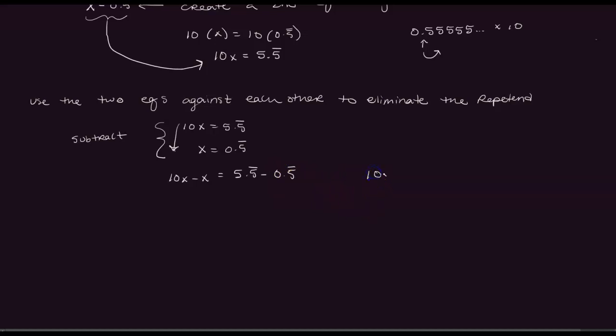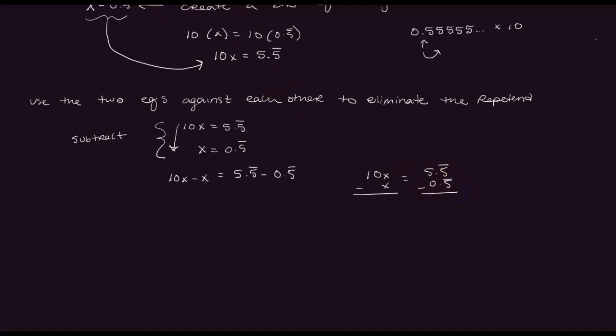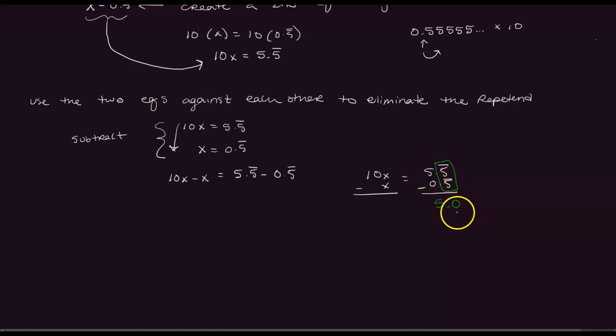And if you prefer, you can write that vertically. 10x minus x is equal to 5.5 repeating minus 0.5 repeating. I like the vertical version because it's easy to see that the repeating portion of our decimal is going to subtract off. So this 5 repeating subtract this 5 repeating gives me a 0 to the right of my decimal. And then 5 minus 0 to the left of my decimal is just 5. So I get 5.0 on the right, no repeating decimal left at all.